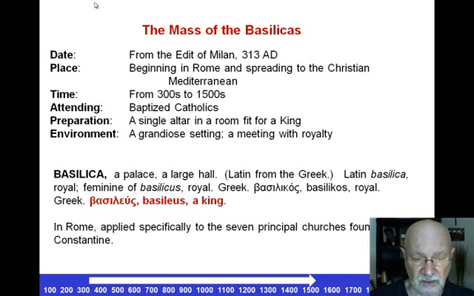Now, in the middle of the frame here, I talk about the word because it's very important. Basilica is a Greek word. It translates as a palace or a large hall. And of course, the Latin comes from the Greek. The Latin is basilica. It's used for the word royal. It's a feminine form of basilikos, which means royal. Here's the interesting tie-in. The Greek basilikos means royal, but basileus is the word for a king. So the point we're making here is that a basilica is related to the very word for a king. In Rome, it applied specifically to the 7 principal churches founded by Constantine, all of which we'll see in this section.